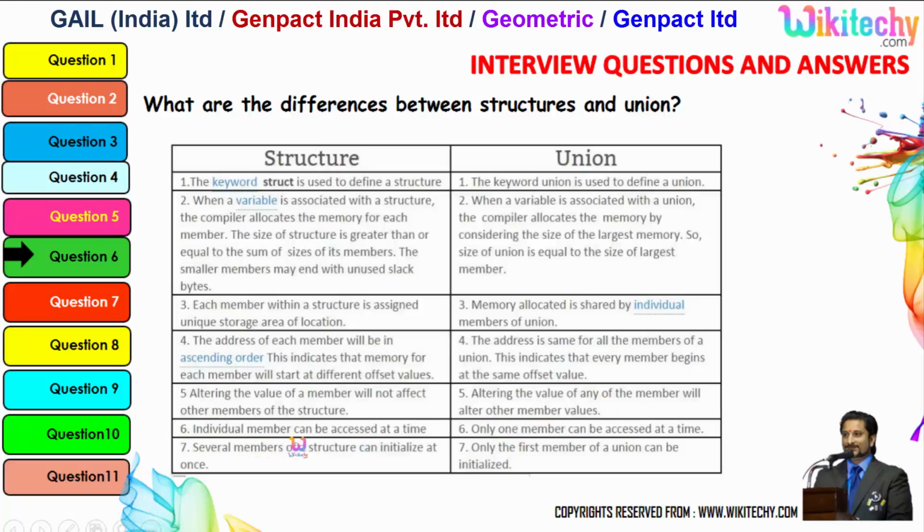Individual members can be accessed at a time in a structure. Only one member can be accessed at a time in a union. Several members of a structure can be initialized at once. Only the first member of a union can be initialized. These are the major differences you should explain.